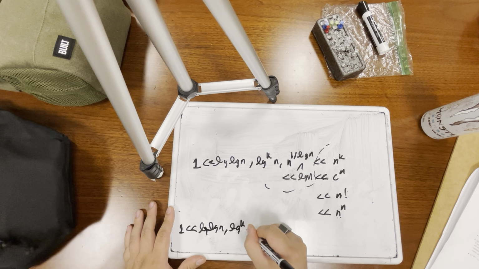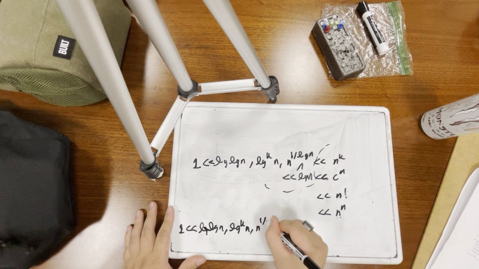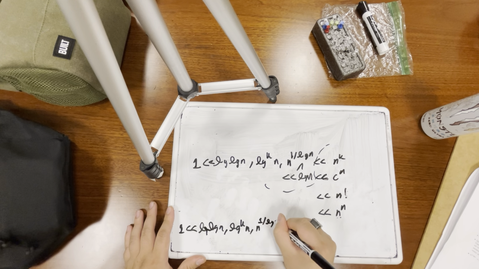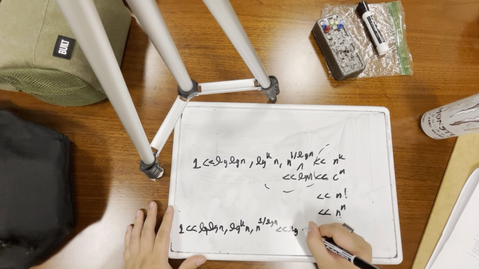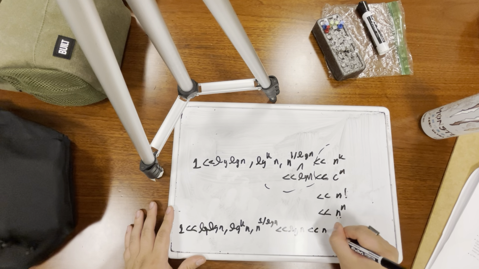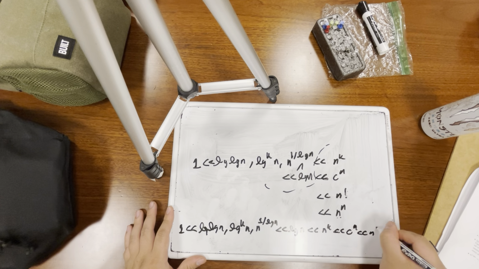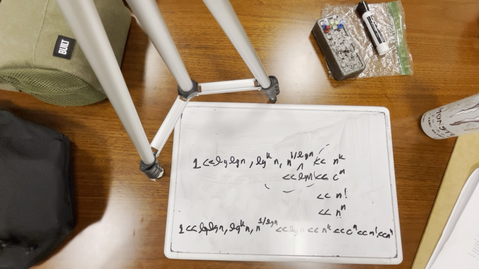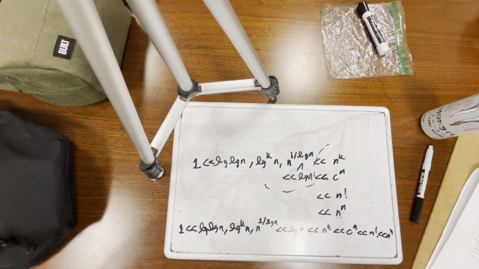and log to the k of n to the 1 over log of n, which is vastly less than log of n, I mean to say, which is vastly less than n to the k, which is vastly less than c to the n, which is vastly less than n factorial, which is vastly less than n to the n. Okay? That's the sort of order we're looking at. Neat thing to remember. Comes in handy.